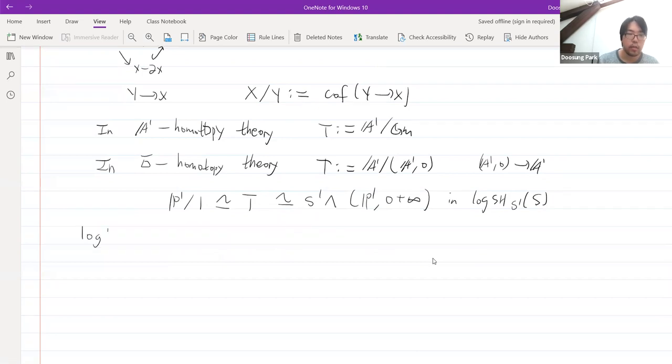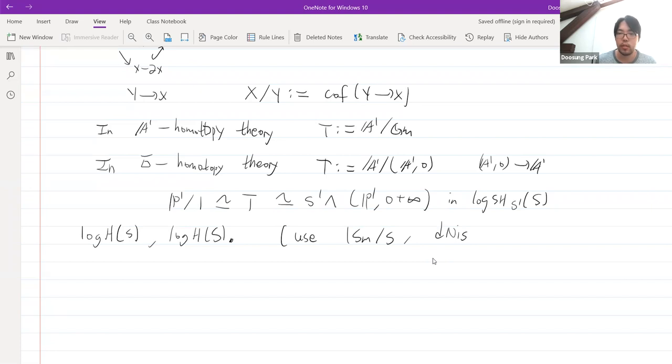we can also define log H of S, or log H of S point, but the definition is different. I don't know how to define this one using smooth log smooth. So we need to use, I will not introduce this one, log smooth over S, and also another topology called dividing essential topology. And in this case, we only need to consider a box. You can also consider P1 comma P1 minus one, but they produce the same one.